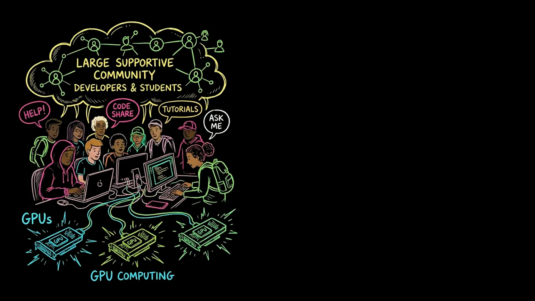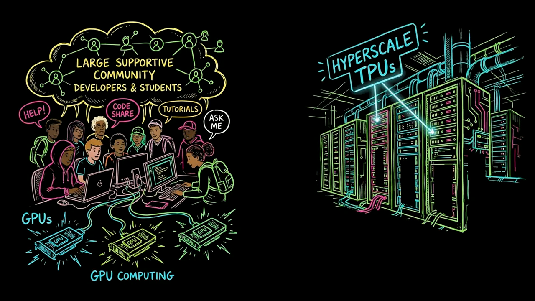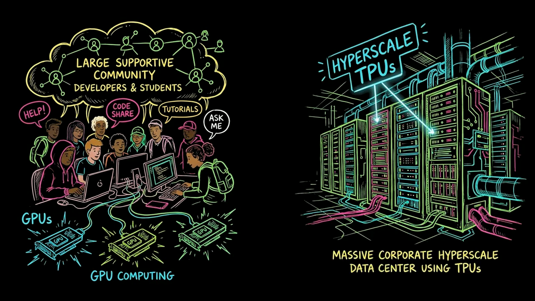For most developers, startups, and students building AI applications, GPUs are the default choice because the tooling and community support are massive. Companies usually move toward TPUs only when they reach hyperscale training workloads.